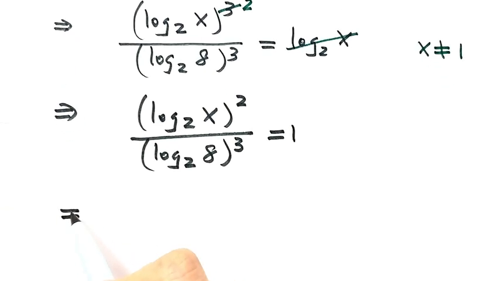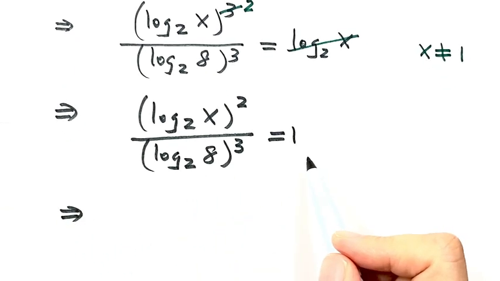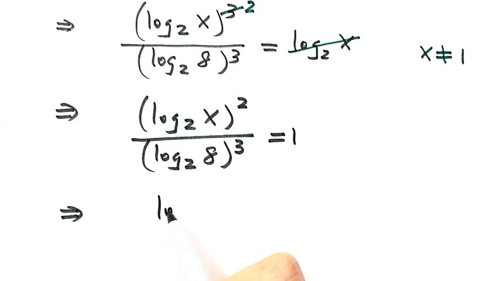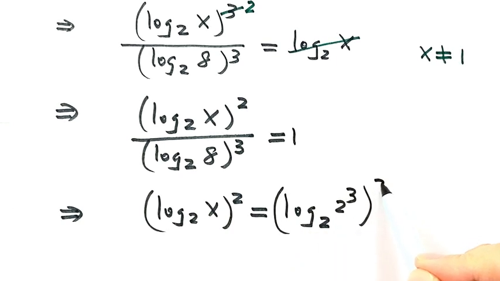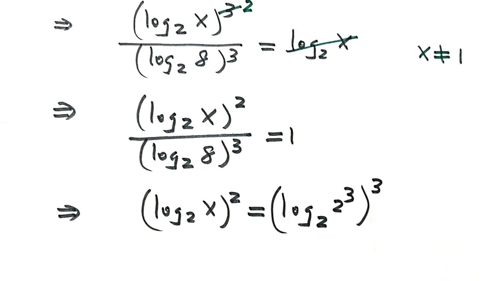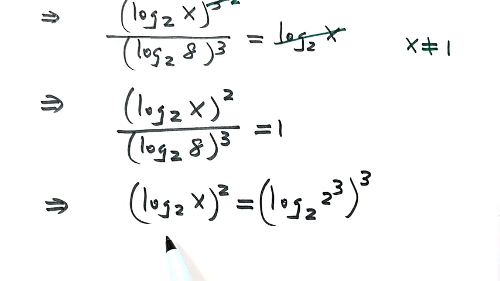Okay, so then bring this to the right hand side. Here (log base 2 of x) squared equals log base 2 of 8, which we can write as 2 to the third, and outside is power 3. So this is just the quantity we are looking for.